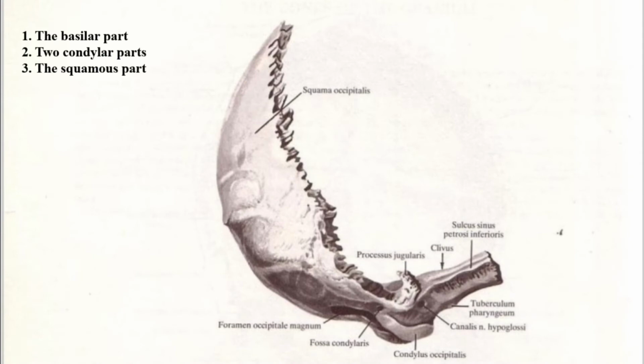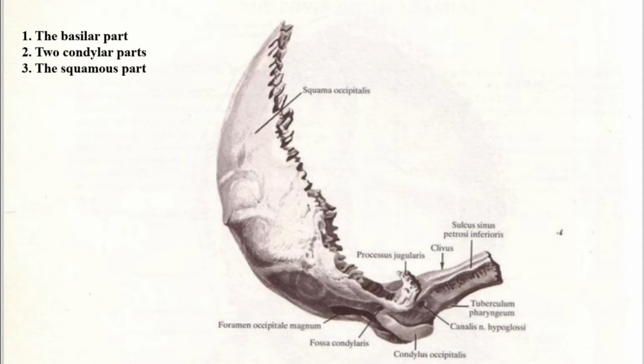This is the side view of the occipital. Okay, so here there is a squamous part. You can see the squamous part, right. So the basilar part of the occipital bone and the sphenoid bone fuse at around 18 years of age, right. So we will talk about the sphenoid bone very soon. I just wanted to show you the hypoglossal canal down here and the tuberculum pharyngeum, right.